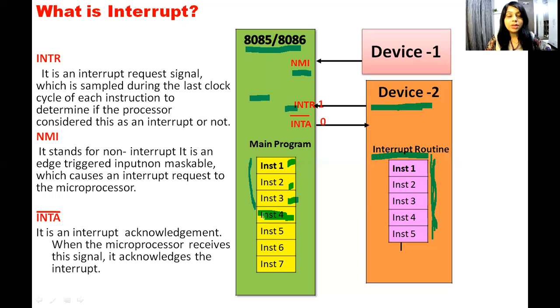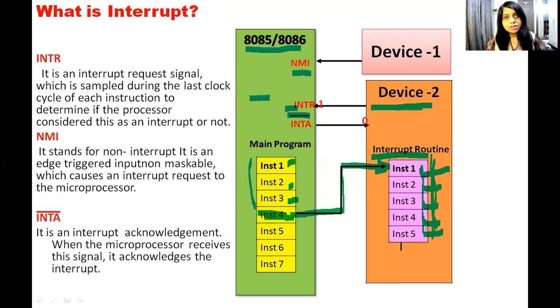Suppose the processor was currently executing instruction 4. First it will complete the execution of instruction 4 and it will send an acknowledgement on the INTA bar pin. This is the interrupt acknowledgement bar pin. Bar indicates it is active low. So it will transfer logic 0 on this pin to device 2, indicating that I am ready to execute your program. After sending the acknowledgement, the processor will transfer its control to the memory location where this program is stored, and then start fetching instructions from this separate memory location and start execution of this program.